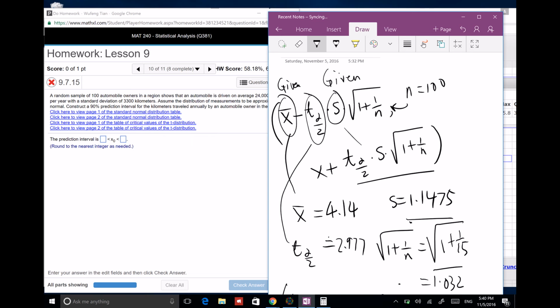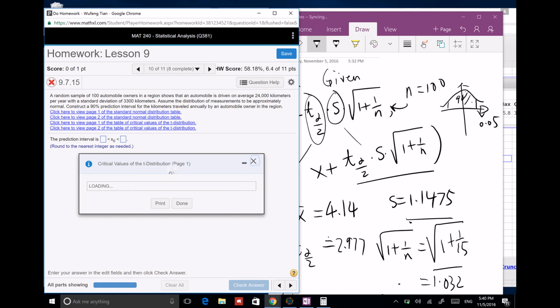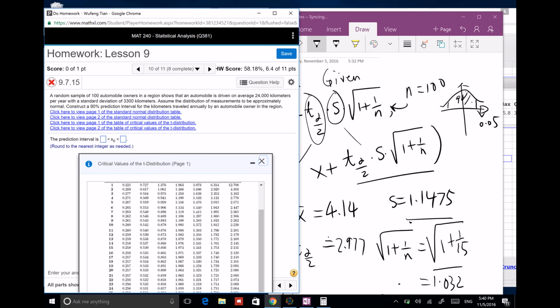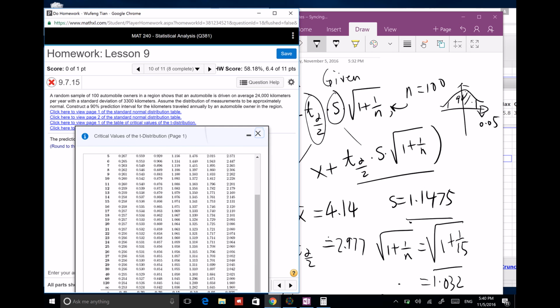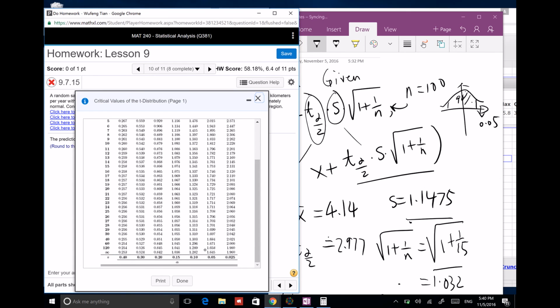Okay, t alpha of 2 is 0.9. Since it's 90% here, it's going to be 5% on each side, so it's 0.05. What do you find for t alpha of 2 in the t distribution at 0.05, which goes to 100? It's going to be very big, about 1.65. This is 1.658, right?